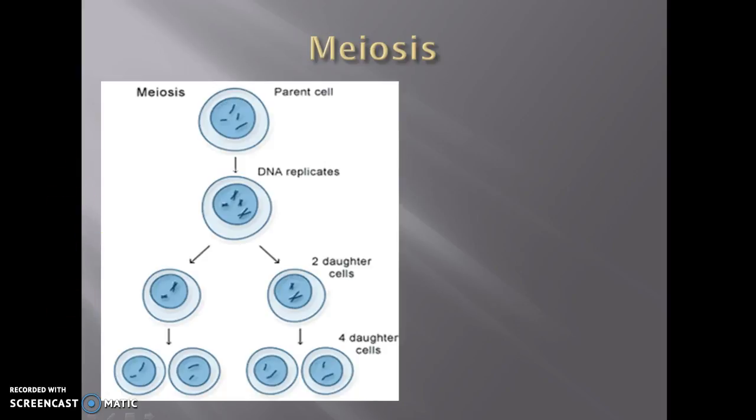However, eggs are also created this way, except only one is an actual egg. The rest are going to be polar bodies.